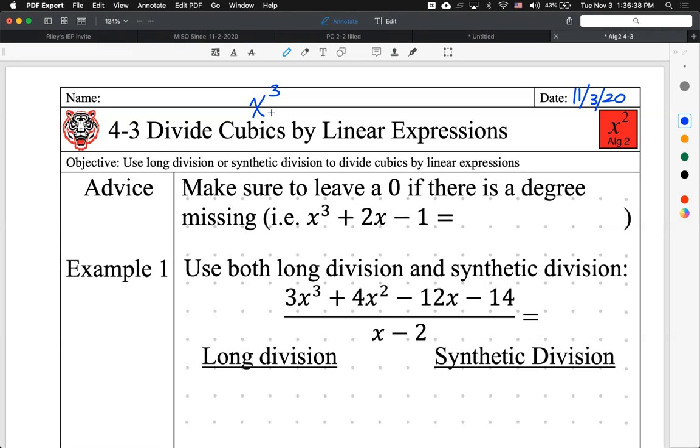My advice: make sure that you leave a placeholder 0 value if there is a degree that is missing. Here is an example where one of the degrees is missing. If we label the degrees, I'll write the degree underneath. This is a degree 3 term because it's to the power of 3. This is a degree 1 term because it's to the power of 1. This is a degree 0 term because it's like x to the power of 0. Notice that it went 3, 1, 0. We missed something. We need a placeholder value. I would rewrite that as x to the power of 3 plus 0x squared plus 2x minus 1. I have to have a placeholder value when I'm doing either synthetic division or long division.